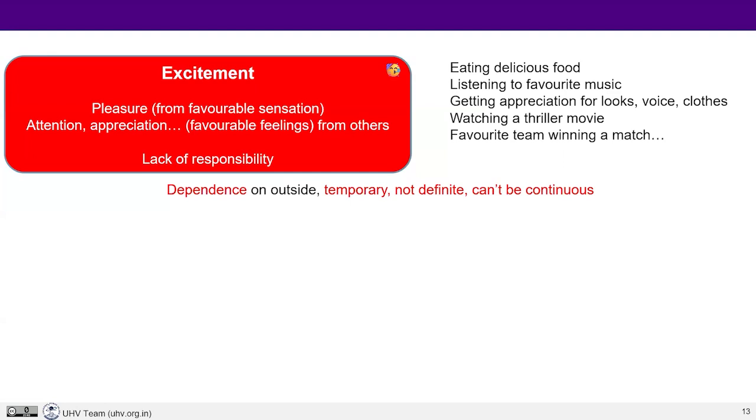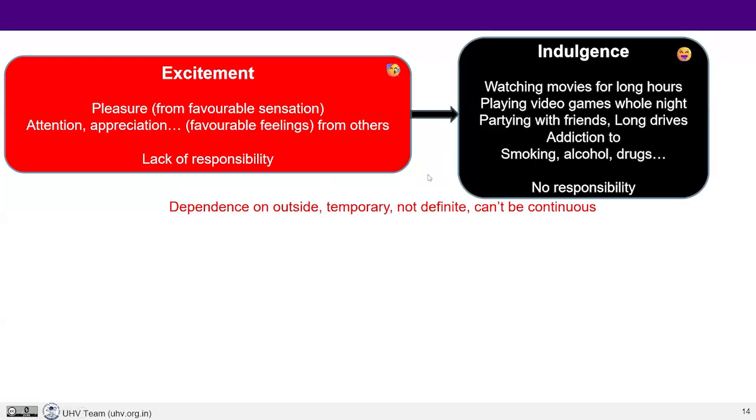Now, the problem associated with this kind of program is that I am depending on something outside for my happiness, and the happiness that I get is temporary. It is also not definite. I may or may not get it, and certainly it cannot continue. So what do I do next? If I try to continue my happiness through this excitement, then I'll keep on doing more and more things, changing things from time to time so that I keep on remaining happy. So it becomes a kind of indulgence for me.